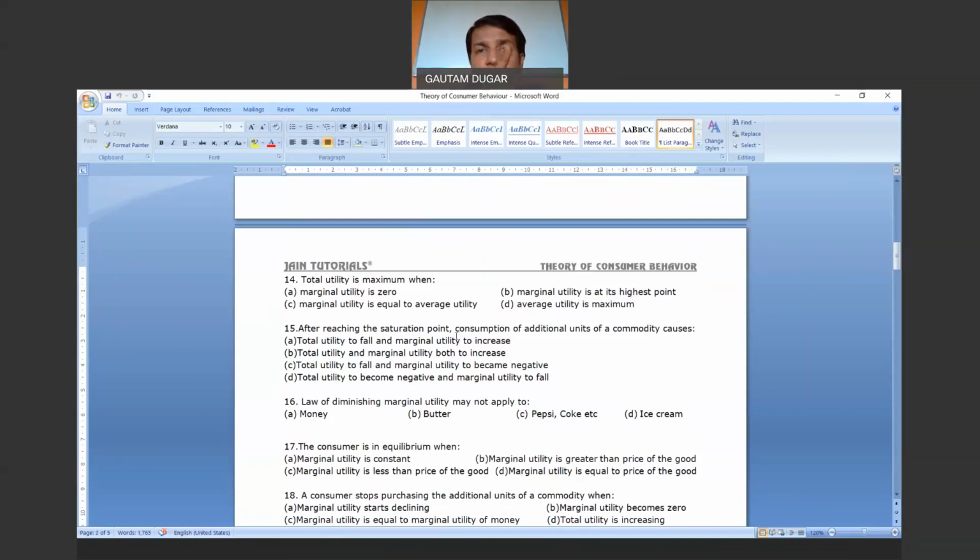When marginal utility becomes zero, then TU is highest. When MU is zero, TU is highest, maximum. And even after that, if you continue, TU won't increase, and TU starts falling. These 3 propositions you must always remember for answering these type of MCQs. So TU is maximum when option A, MU is 0.